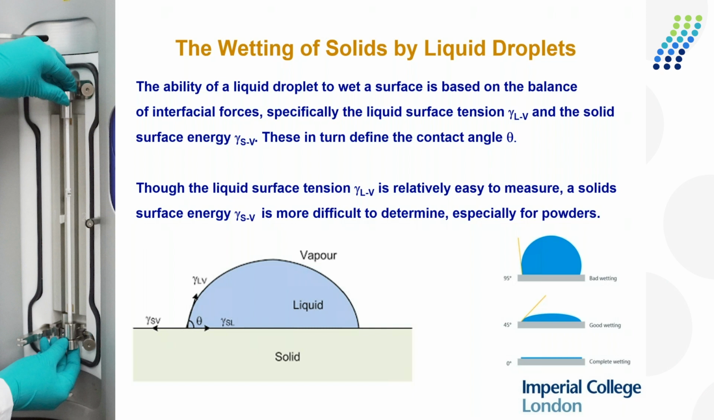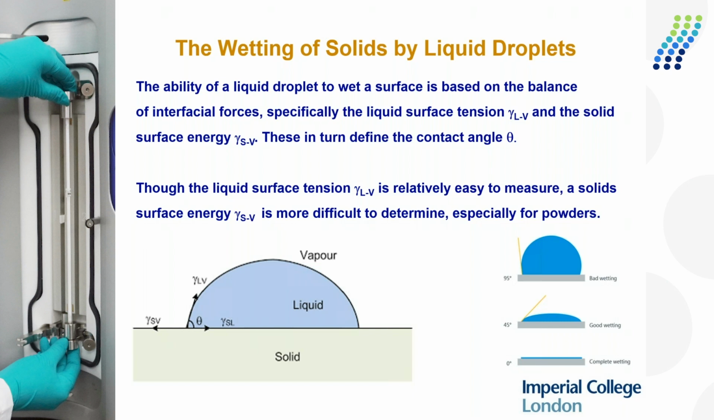So as I said, the surface tension is a property of the liquids, and surface tension of liquids is relatively easy to measure. Lots of ways you can do that. But the surface energy of a solid, gamma SV, is a bit harder to determine, especially for powders. And we'll describe today how you might do it. But as I said, for powders, it's a little harder to do.